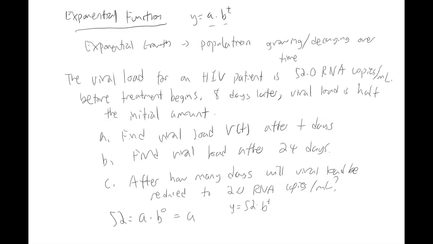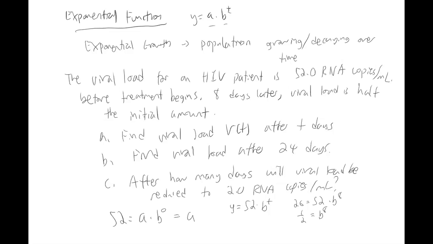Now it says 8 days later. So when T is 8, viral load is half the initial amount. Well, the initial amount is 52. So after 8 days, I'm at 26, half of 52. So now you can solve for B. This is a half equals B to the 8. How do I solve for B?